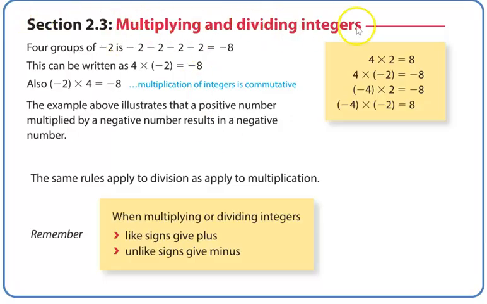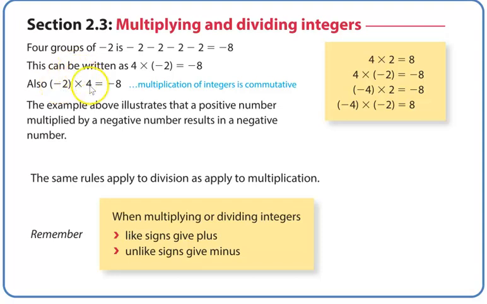Multiplying and dividing integers. 4 groups of minus 2 is minus 2, minus 2, minus 2, minus 2, which is minus 8. Because if we add them and keep the sign, 2 plus 2 plus 2 plus 2 is 8, and we keep the minus. This can also be written as 4 multiplied by minus 2, which likewise gives us minus 8.